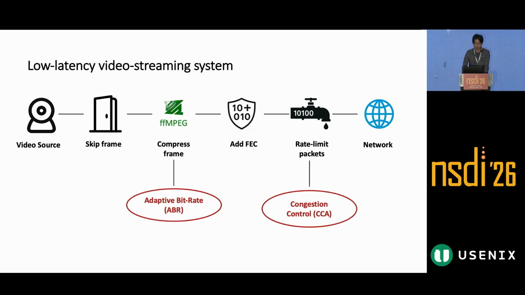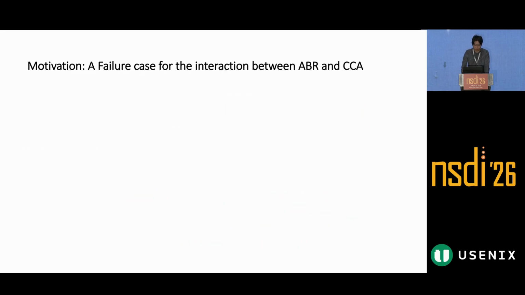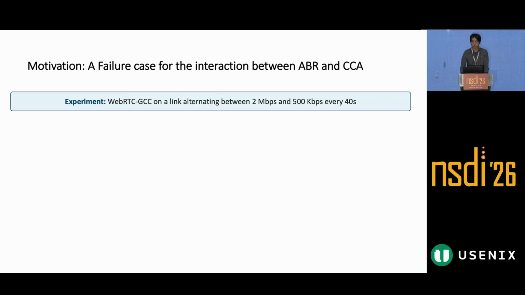Among them, ABR and CCA have been well studied. However, when combined together, the problem is still pretty hard. We found that the state-of-the-art rate controller, WebRTC GCC, is slow to adapt to network changes. We run it on a link alternating between 2 Mbps and 500 kbps every 40 seconds.